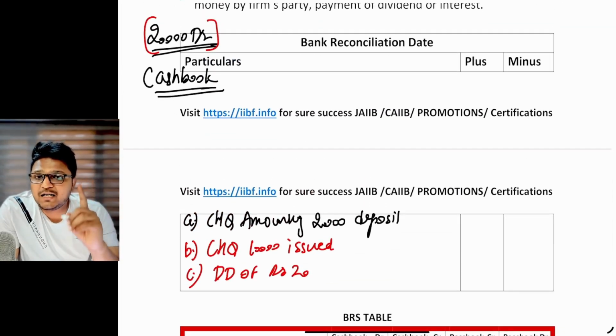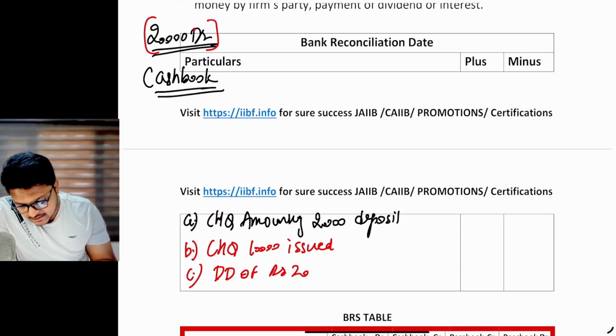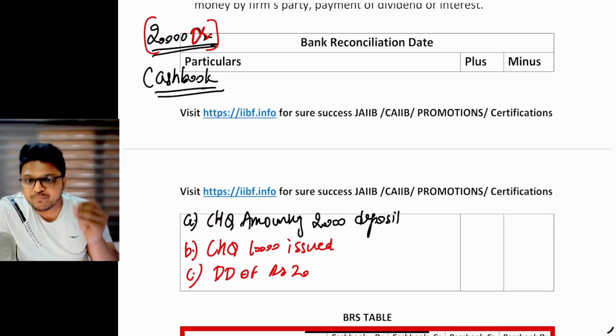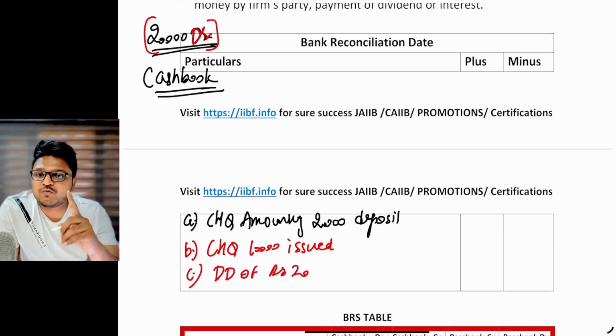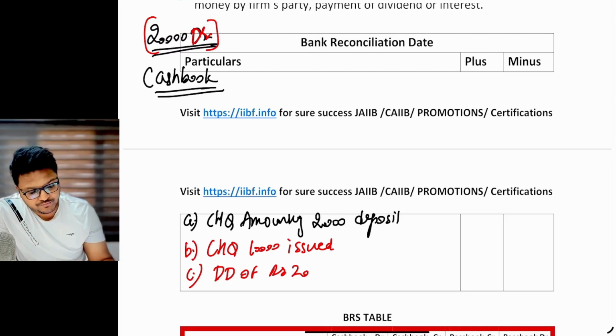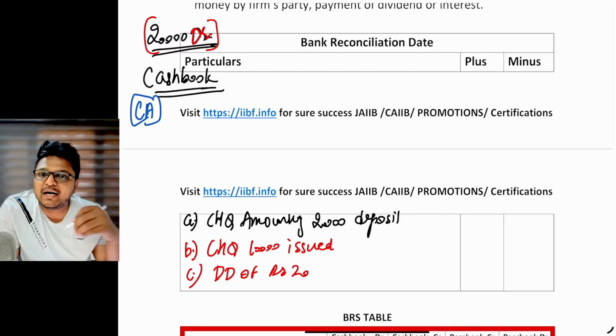Now I know the balance is 20,000 debit. And when will we have a debit balance of the cash book? When it's a current account. So I know it's a current account right now. Okay. And further, a check amounting to rupees 2,000 was deposited.